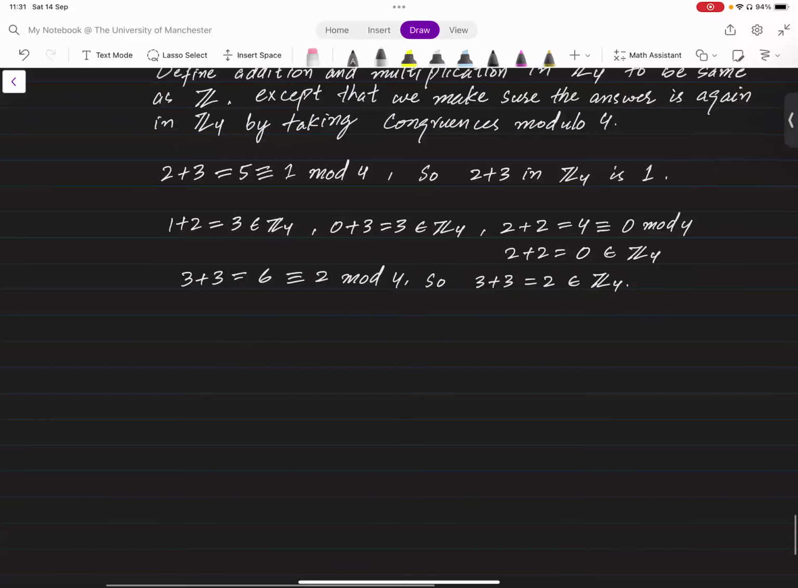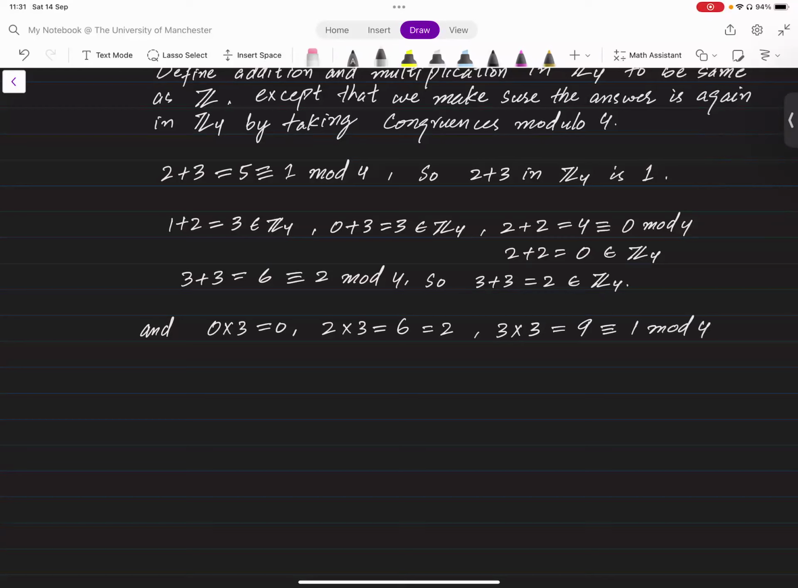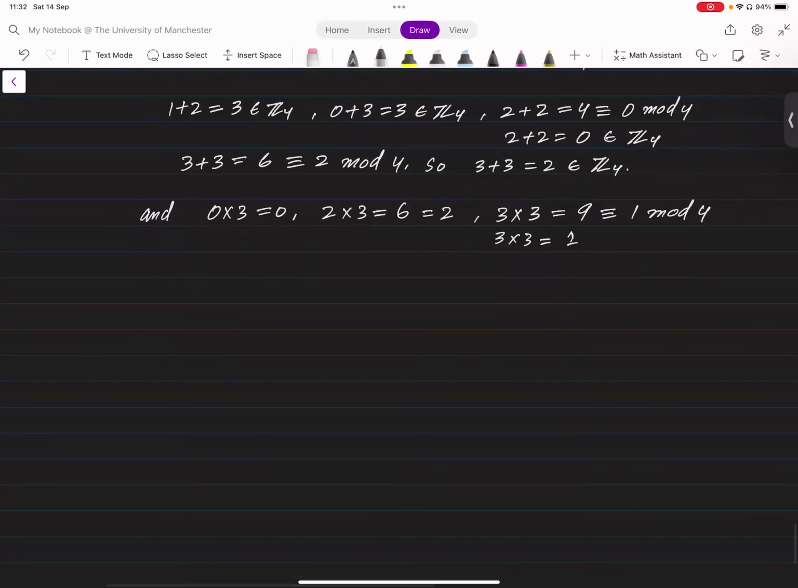Now the multiplication. 0 multiplied by 3 is 0. 2 multiplied by 3 is 6, so this is again equal to 2 in Z4. 3 multiplied by 3 is 9, which is congruent to 1 mod 4. So you can say 3 multiplied by 3 is 1 in Z4, and so on. So the full addition and multiplication tables for Z4 are as follows.